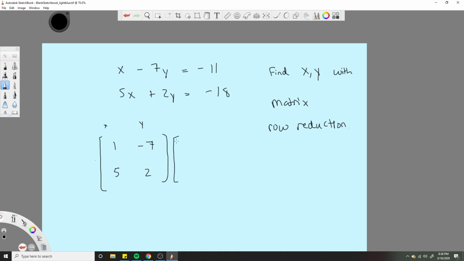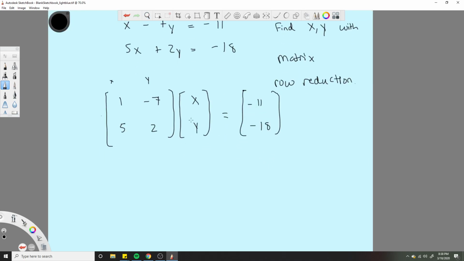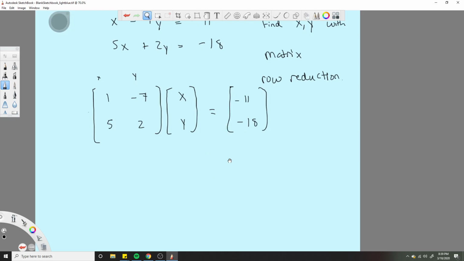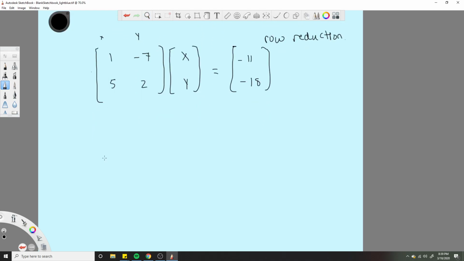And then you have a matrix of your variables, x, y. And then you would have the matrix of your solutions, which would be -11 and -18. You can notice, even right from here, that if you were to multiply out these two matrices, you would get the equations above, which is what you want, right? So if you multiply 1 by x, -7 by y, you would still have this equation here, 5, 2, same thing.